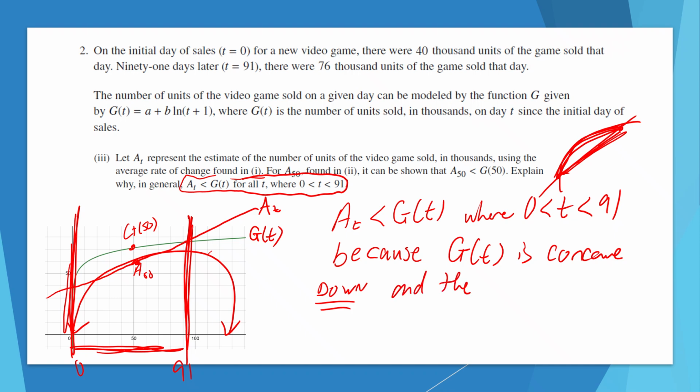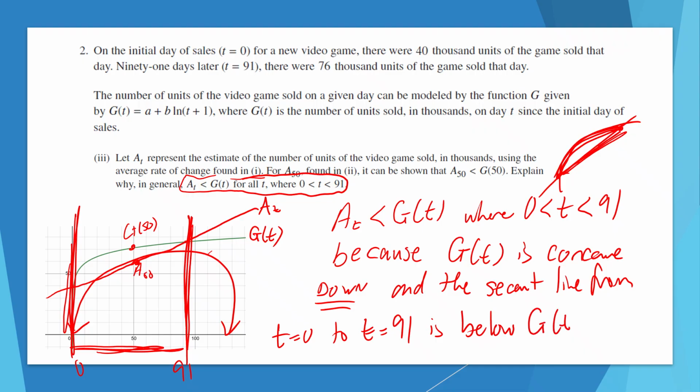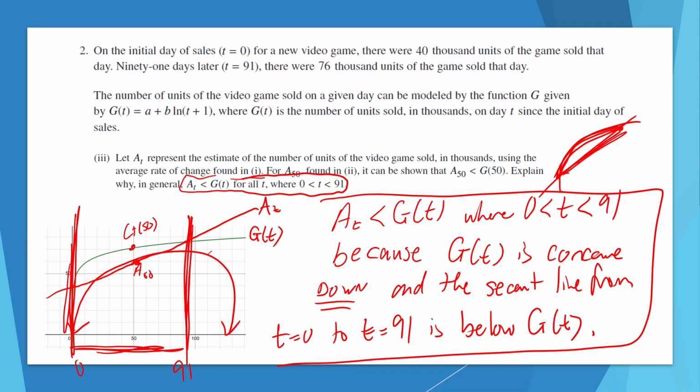And then the next thing I want to do is address or talk about the secant line and what 2 points formed it. So, the secant line from t equals 0 to t equals 91 is below G of t, which is true. This is a perfect answer there.